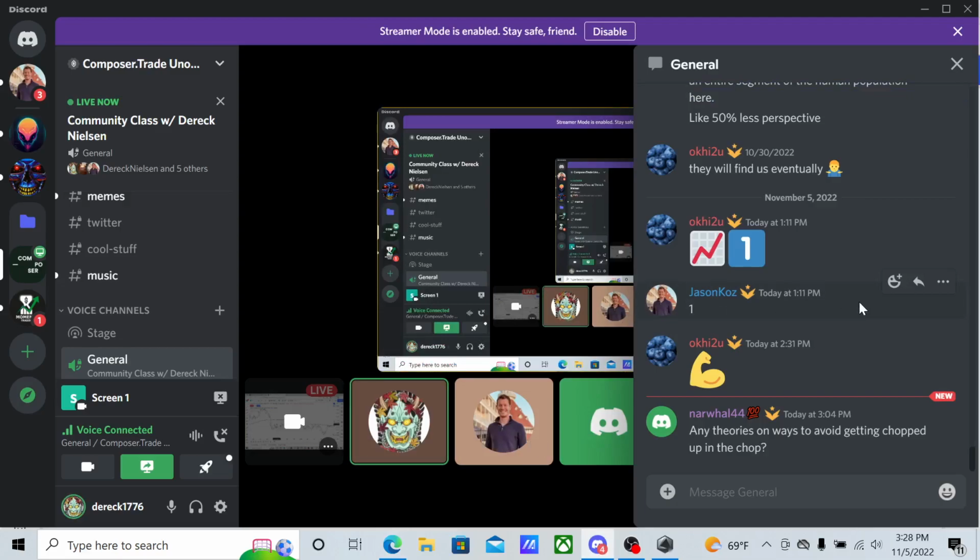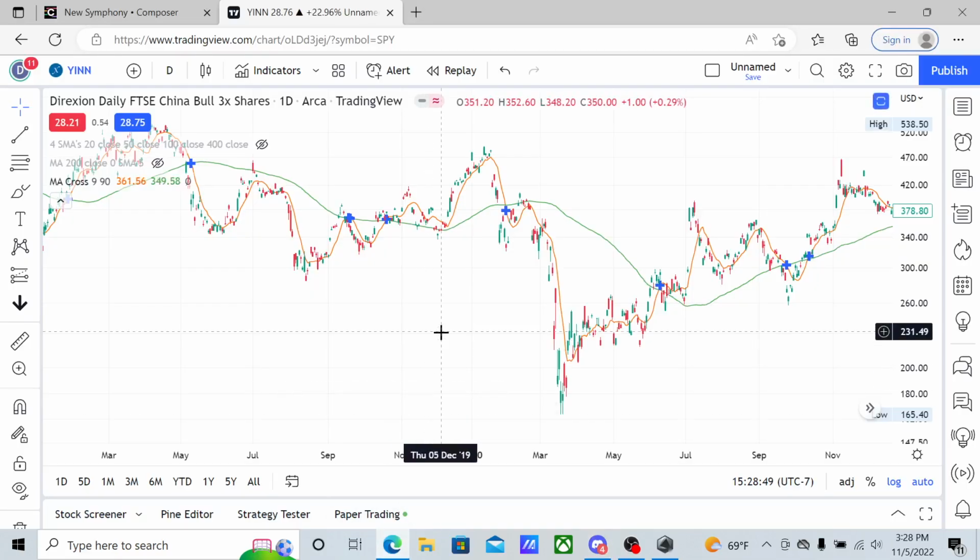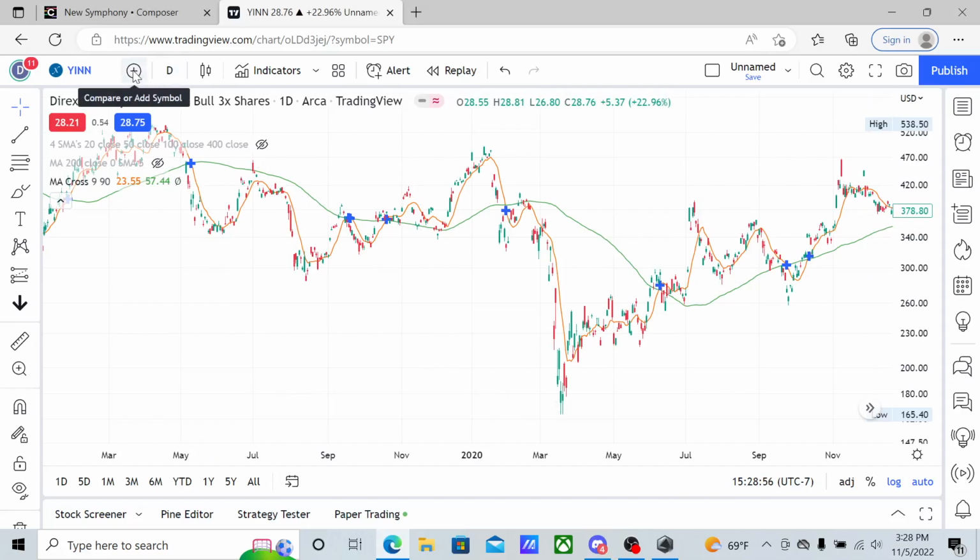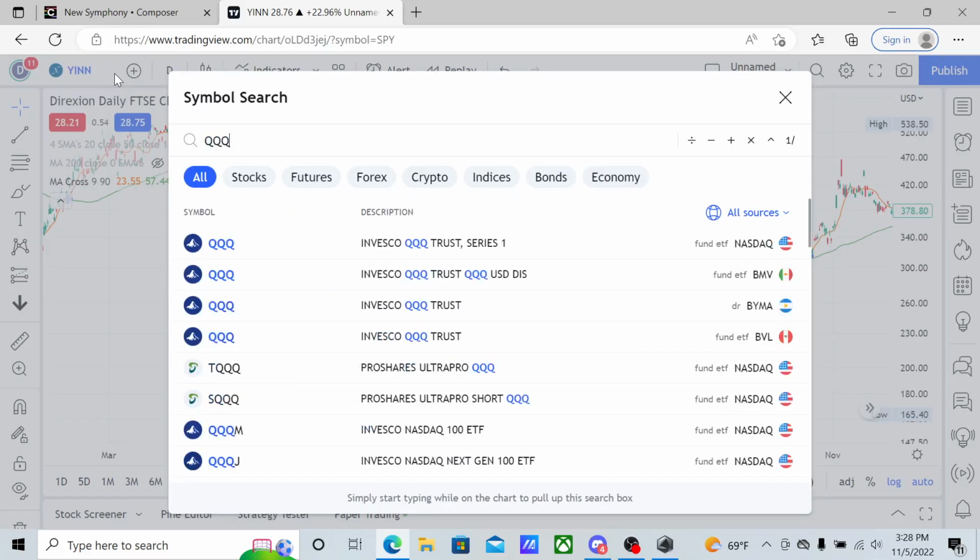Looking at the chat, Any Narwhal says, any theories on ways to avoid getting chopped up in the chop? Okay, so you know what? Yeah, there's a lot of things you could do to try to avoid market chop. One of the things you can do is, let's go back to QQQ.